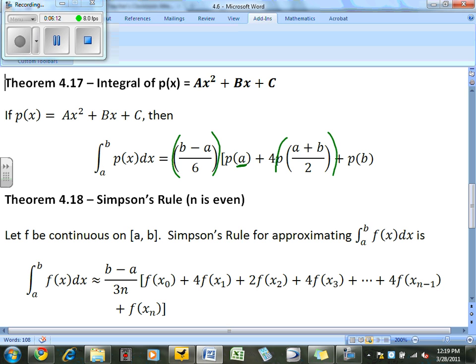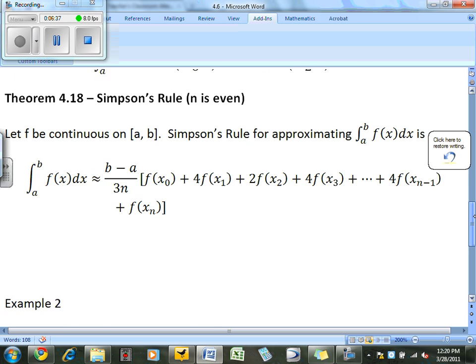So say this was from 0 to 4. Okay, so we'd say 0 plus 4 divided by 2 would be 2, right? So we'd plug 2 into our function there. And then there should be one last term over here. We'd also then add our value at the upper limit. Okay, so just a nice little shortcut. The proof is in the book if you want to look at it, but we don't have time to show you here.